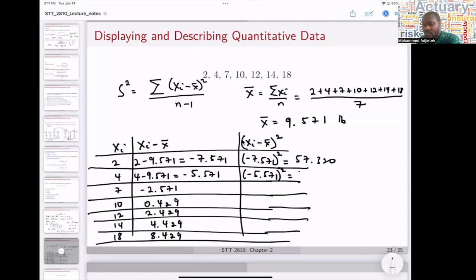And when you do that for all of them, here should give you 57.320, 31.036. And then here should be 6.610, and then 0.184, 5.900, 19.616, and then 71.048. Now we've done most of the work already.